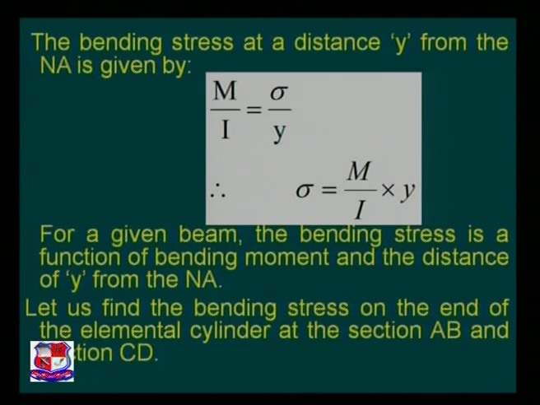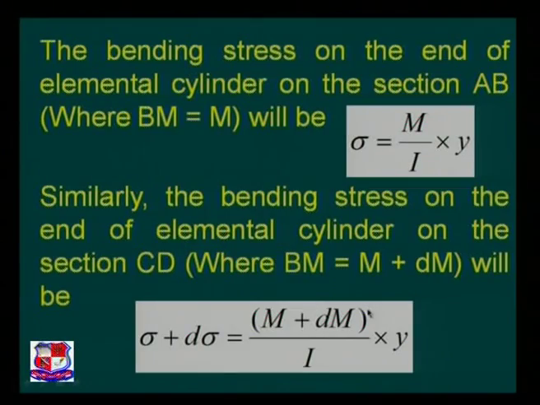Now for a given beam, the bending stress is a function of bending moment. Sigma is directly proportional to M, and to the distance y from the neutral axis, which means sigma is also proportional to y. So let us find the bending stress on the end of the elemental cylinder at the section AB and the section CD. The bending stress on the end of the elemental cylinder at section AB, where the bending moment is M, is sigma is equal to M over I into y.